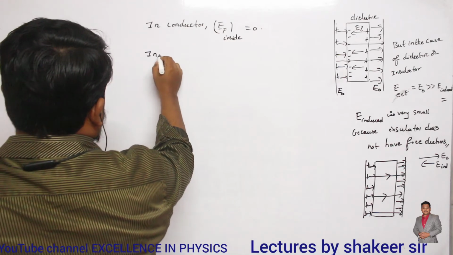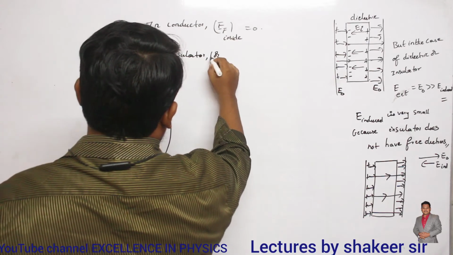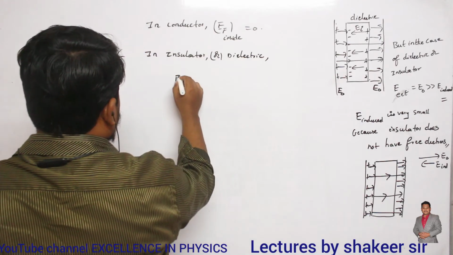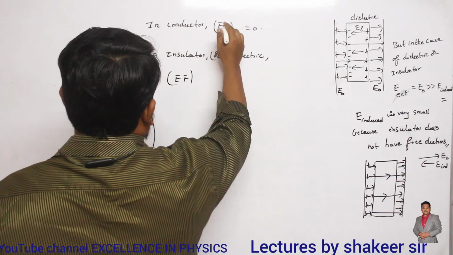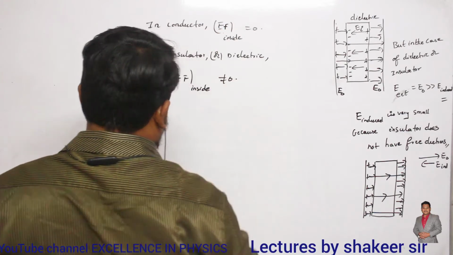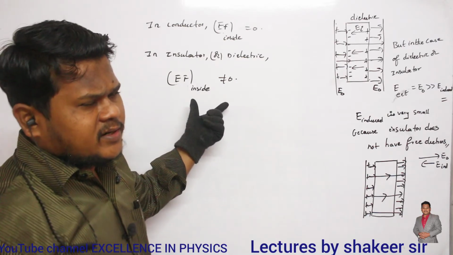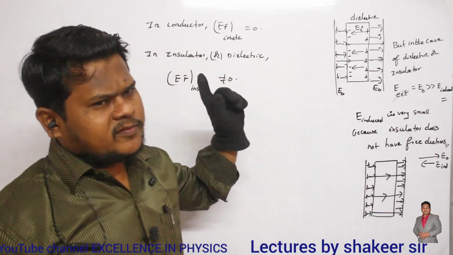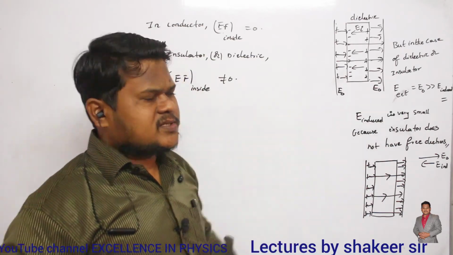But in an insulator or dielectric, the electric field inside the insulator is not equal to 0. Why is it not equal to 0? Because it is not getting cancelled 100%. Only some of the external electric field is cancelled, and the remaining electric field is not cancelled, because the induced electric field is much smaller when compared to the external electric field.